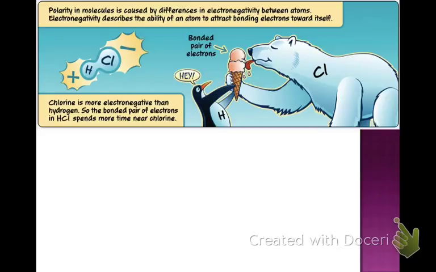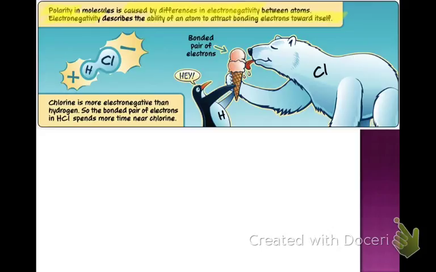The next one says polarity in molecules is caused by a difference in electronegativity between atoms. So polarity is caused by a difference in electronegativity. And this is when table S comes in handy. We can find out what those values actually are. It also says electronegativity describes the ability of an atom to attract bonding electrons towards itself.